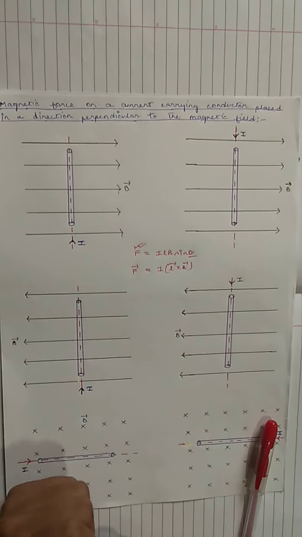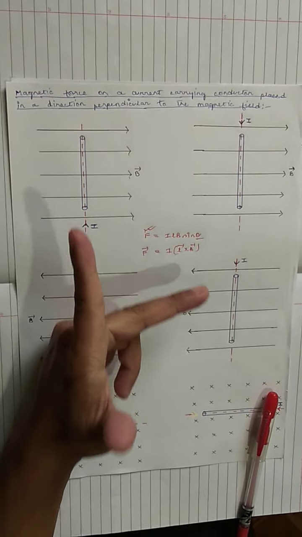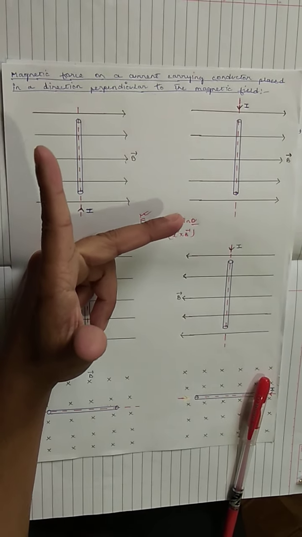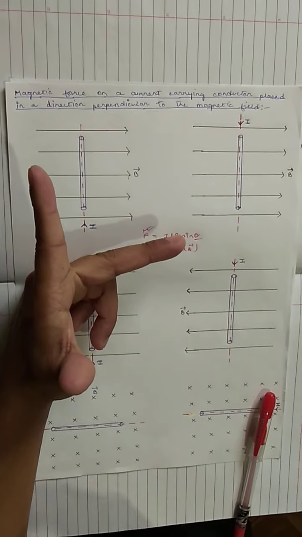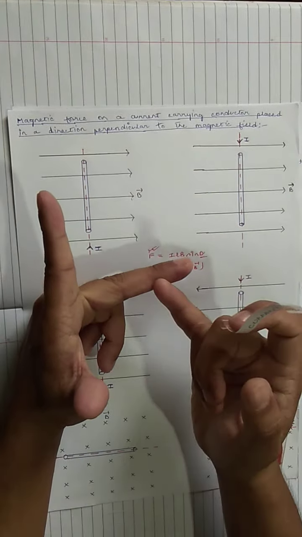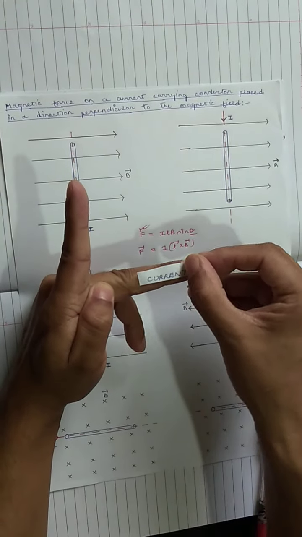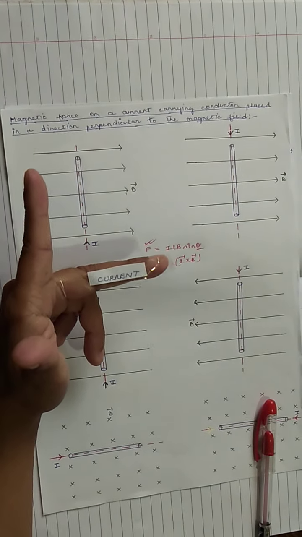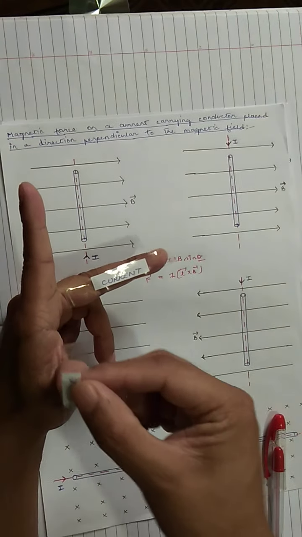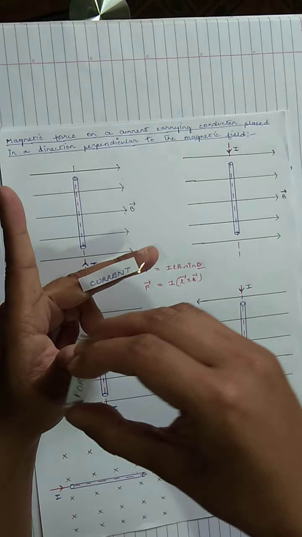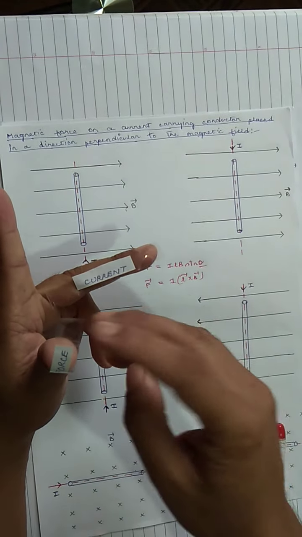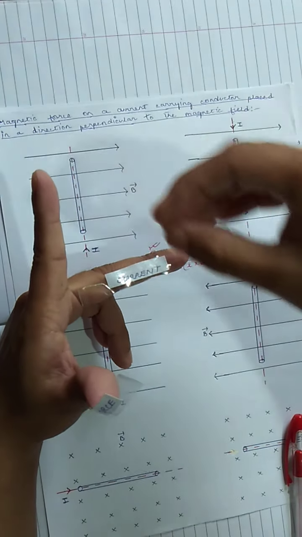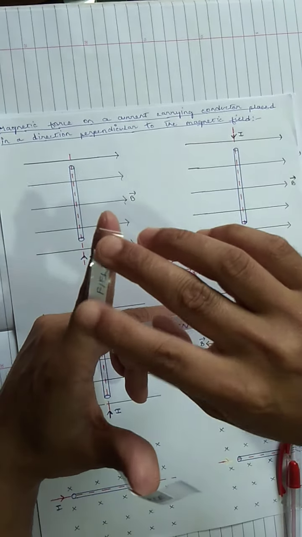We can make use of two rules. The first is Fleming's left hand rule, where we outstretch the fingers of the left hand in mutually perpendicular directions. The thumb indicates the magnetic force, the central finger indicates the direction of the current, which I have indicated by this label, and the index finger indicates the direction of the magnetic field. So these are the directions.